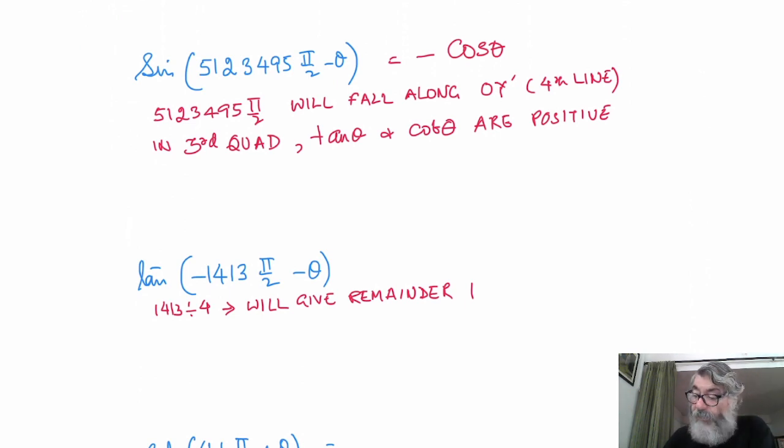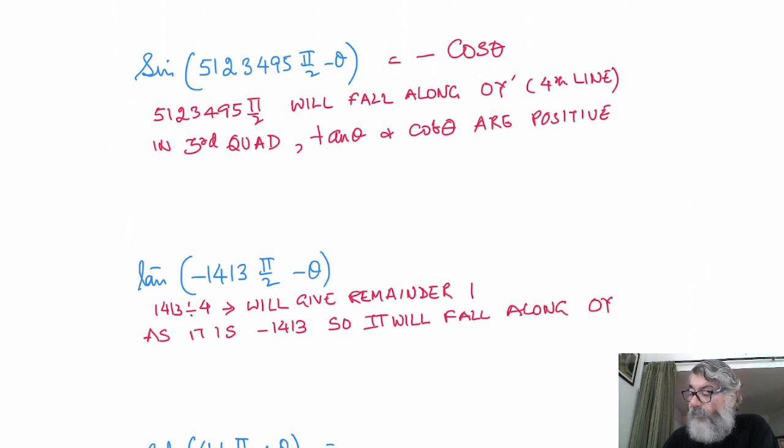As it is minus 1413, it will fall along OY dash. Roles will reverse. Fourth line. If a plus sign is there and remainder 1 is there, it will be up. If a negative sign is there and remainder is 1, it will come down. Just the reverse.